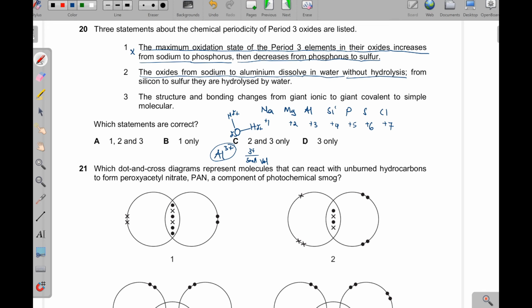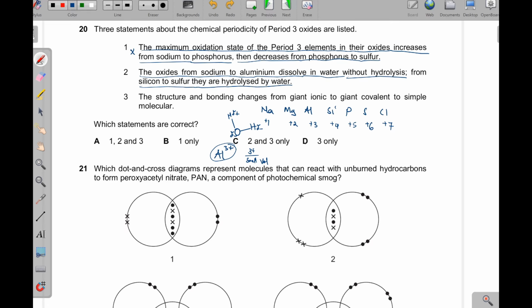So this strong attraction here will cause this water molecule to lose a hydrogen. So it will weaken the bond between oxygen and hydrogen, and then it will release hydrogen ions in solution. You see that now aluminium here is reacting with water, and that is hydrolysis. So this one has to be wrong. They are saying without hydrolysis. Then from silicon to sulfur, they are hydrolyzed by water.